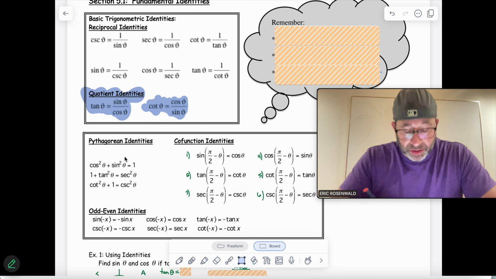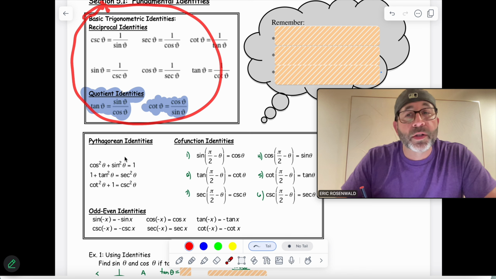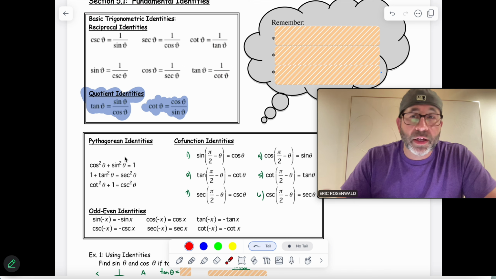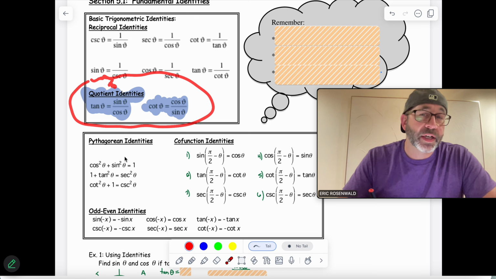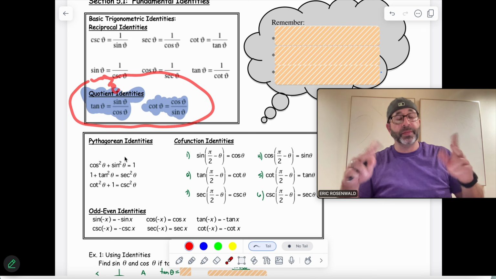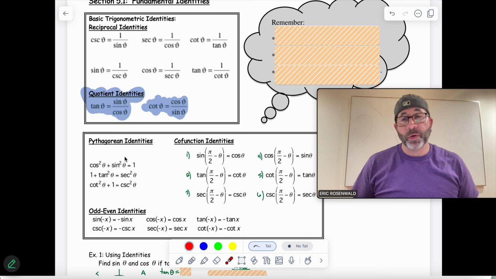The first identities that we're going to reference are the reciprocal ones. We've talked about those extensively in the past, so you should remember that cosecant is 1 over sine, secant is 1 over cosine, and so on and so forth. The ones that are really going to jump out and be important are tangent and cotangent, because we can write them using sine and cosine as fractions and reciprocals of each other. They're going to surface pretty frequently as we do these problems, okay?